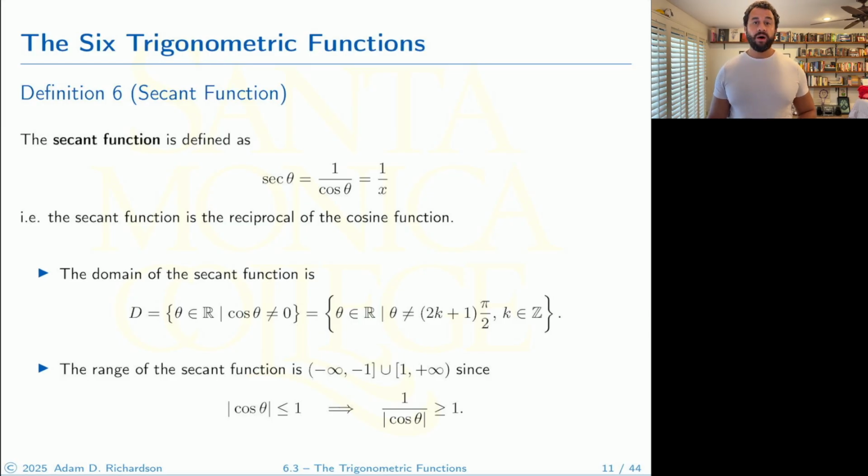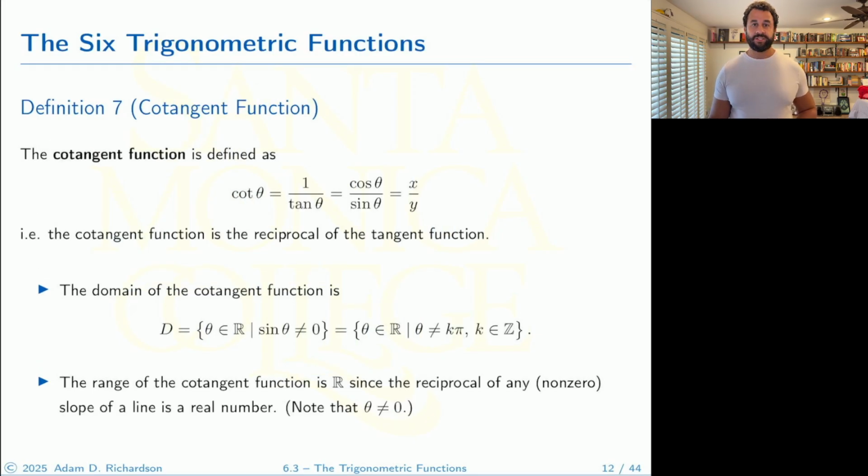Okay. One more function. You can probably guess what it is. It's called cotangent, and it's just the reciprocal of tangent. So cotangent is the reciprocal of tangent. We're just taking the reciprocal of tangent, which is sine over cosine, and we're going to reciprocate that to get cosine over sine. Just like before, we need to be wary of division by 0. So the domain of this function is everywhere sine is not 0.